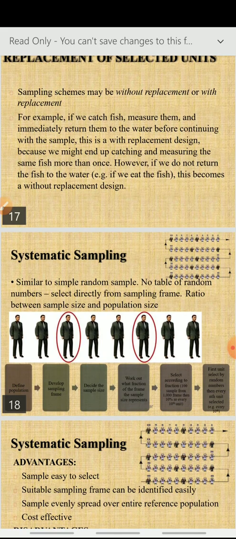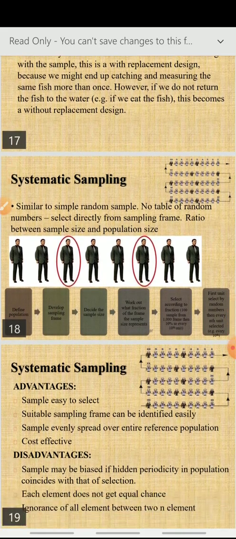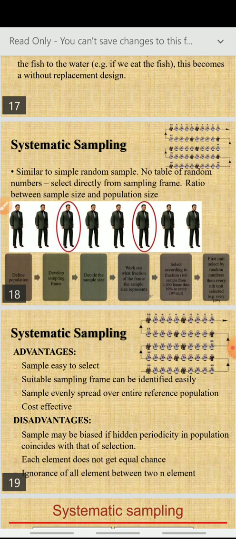Oh, it is better than sampling with replacement. Sorry. Now come to the second random method, the second probability technique, that is systematic sampling.